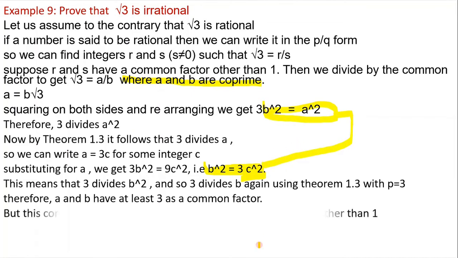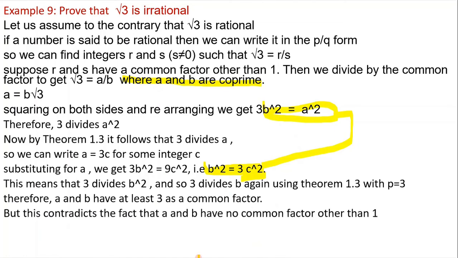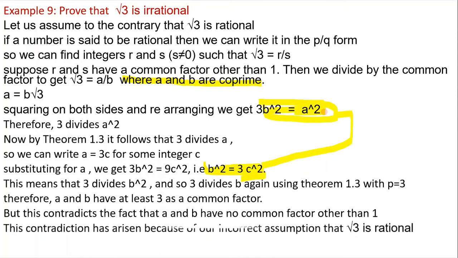But this contradicts the fact that a and b have no common factors other than 1. Why? Because in the above statement we assumed that a and b are co-prime, but here we are getting 3 as a common factor of a and b. So this contradiction has arisen. Why? Because we are treating root 3 as a rational number. So we conclude that root 3 is an irrational number.